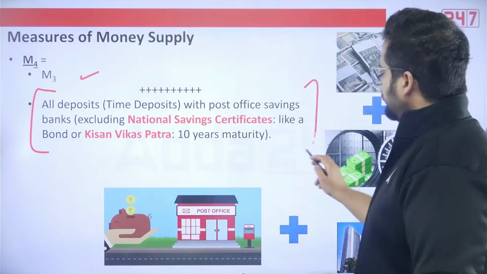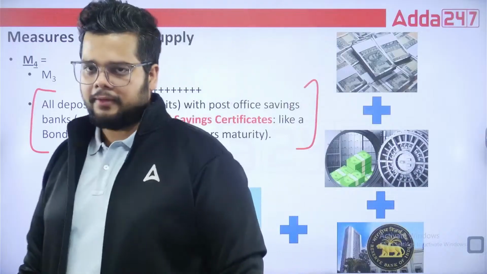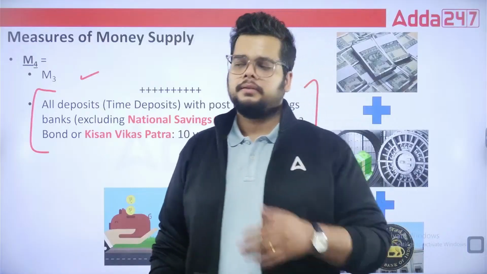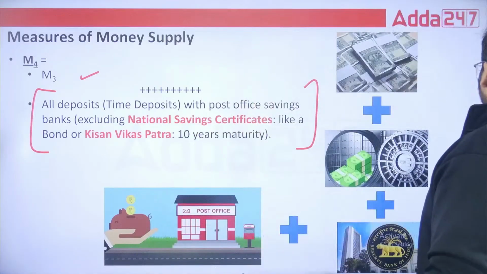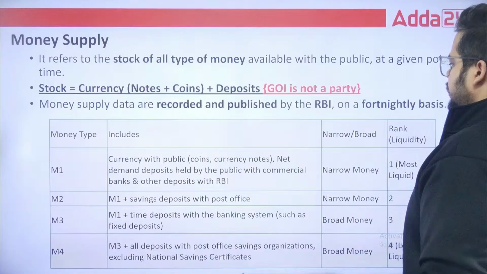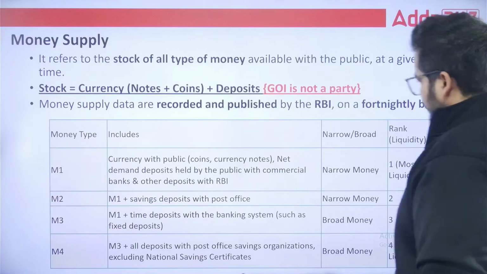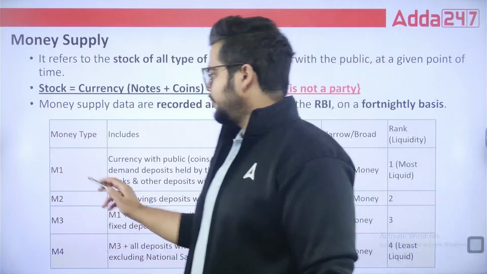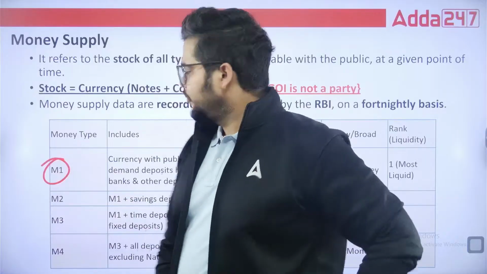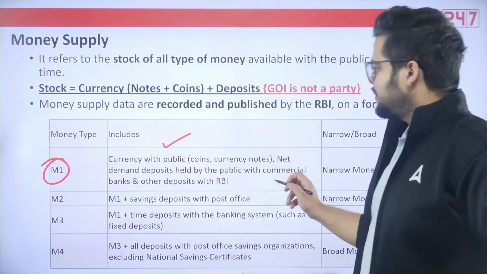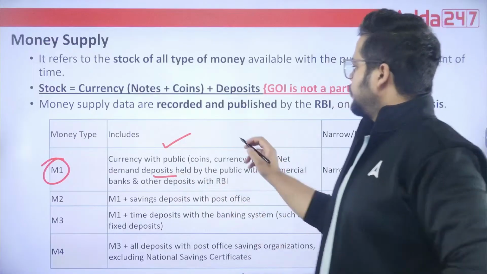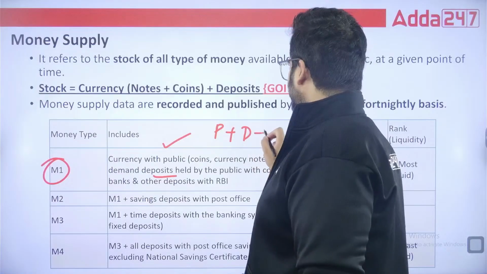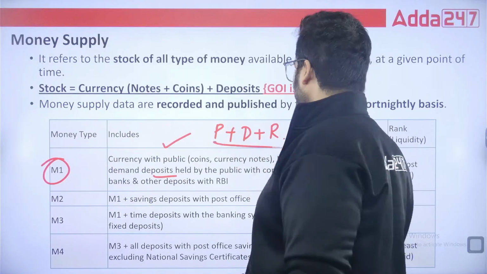Fine. So this was it for the measures of money supply when we talk about various parameters which are important for the examinations. And for your reference, what I have done is given you a quick chart. From here you can just revise the important ones. M0 is not given because mostly questions are not asked from there. Quick revision. M1 will be what? Currency with the public plus net demand deposit. So currency with public plus demand deposits plus other deposits held by the RBI, PDR, like that.